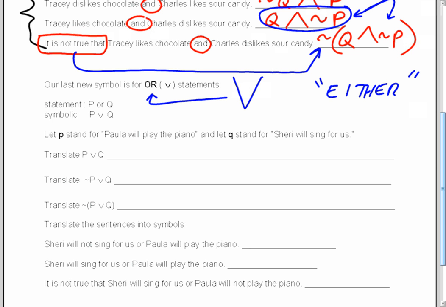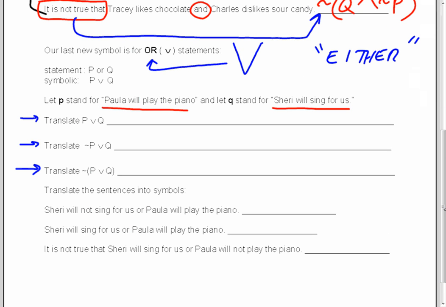Go ahead. You know the drill now. Translate these three. You've got a new symbol, but it's the same setup. You've got variables that represent phrases. You've got two new phrases here. Paula will play the piano. Sherry will sing for us. Write out in words what those symbols mean. And then go right ahead and do the bottom part. Translate those sentences and statements into symbols.